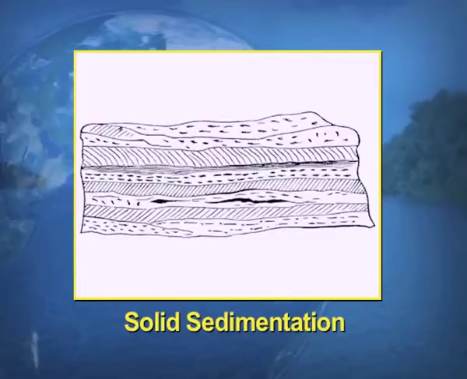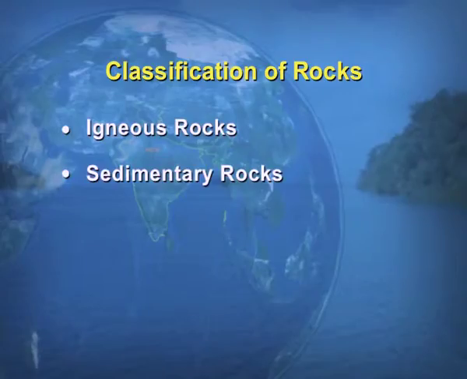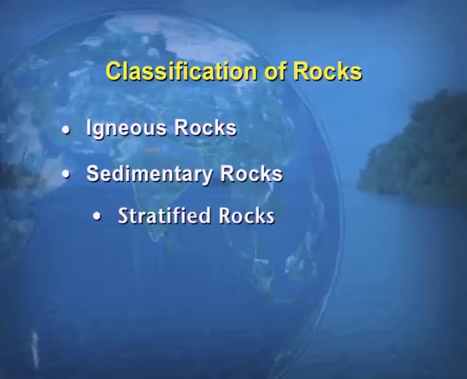And the second visual you can see is the solid sedimentation of the deposits. So, when layer after layer is formed, the pressure of the layers results in the formation of sedimentary rocks. Now, we talk about the stratified rocks.